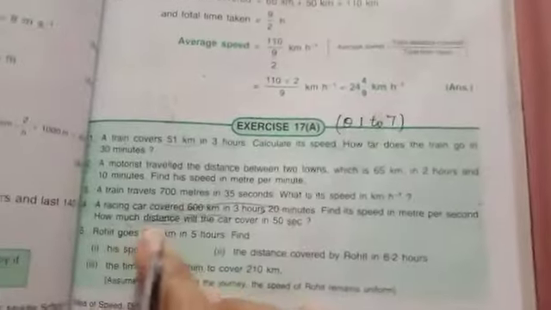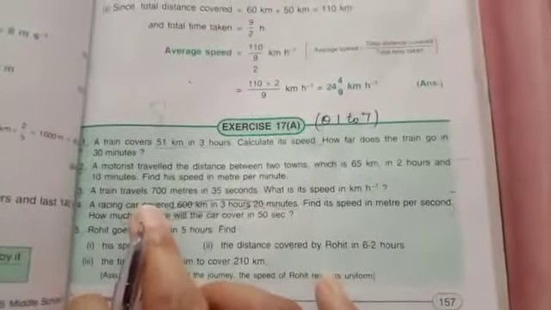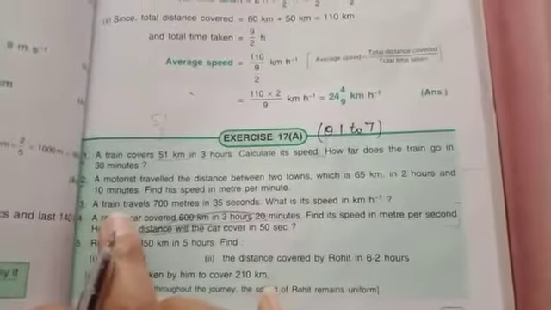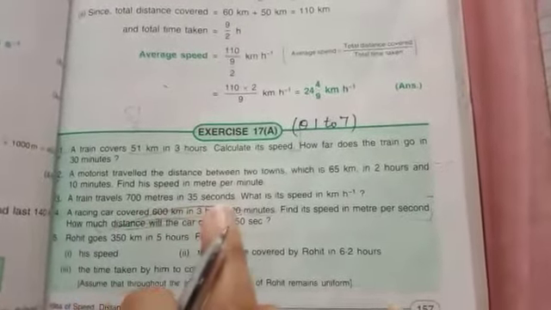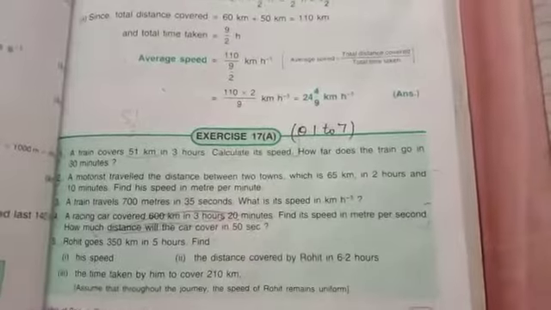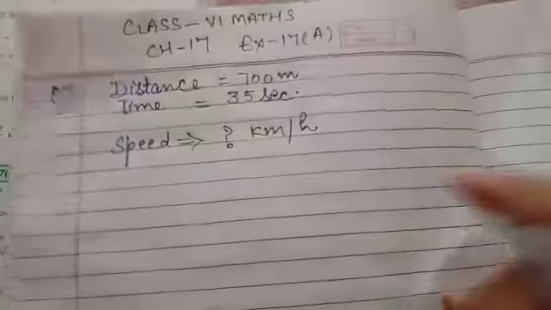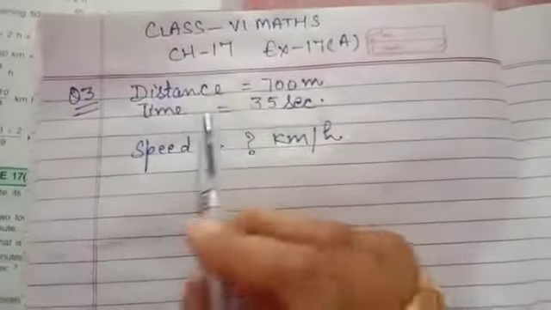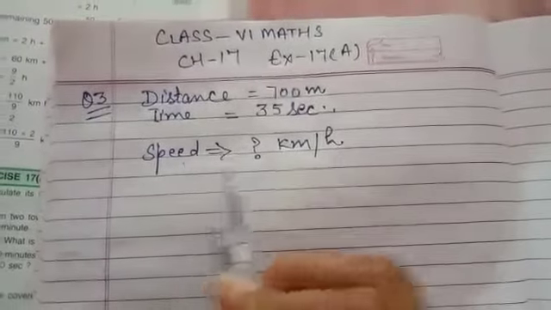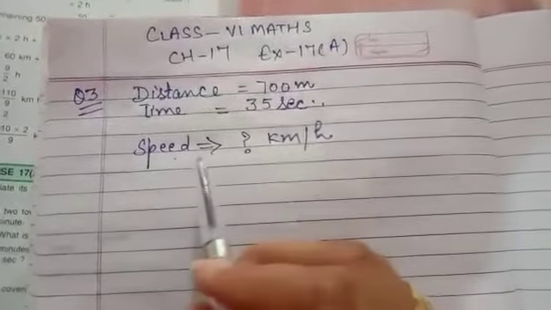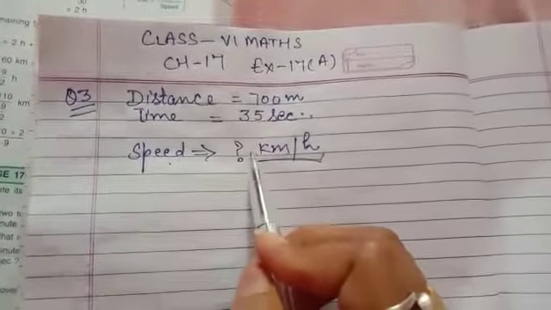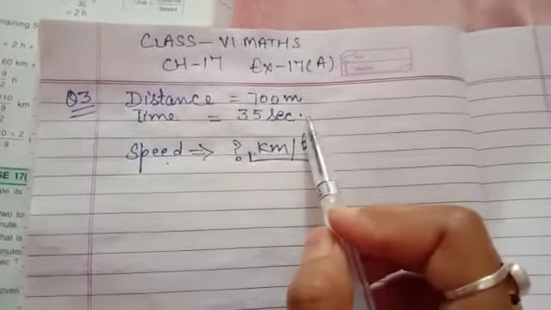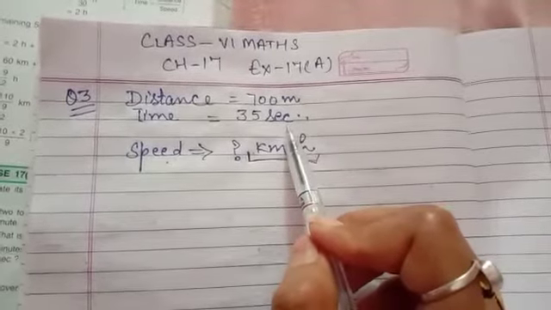And the question number 3, we will do 3 sums today, beta. And a very interesting thing I am going to tell you in this question. He said a train travels 700 meters in 35 seconds. So firstly we will write the things which are given. Okay, so these things are given to us and we have to find, beta, take care of this sum. Speed, we have to find speed in kilometer per hour. And distance and time is given in meter per second.